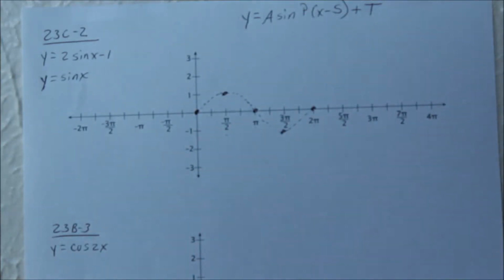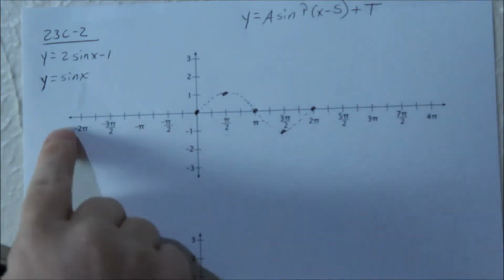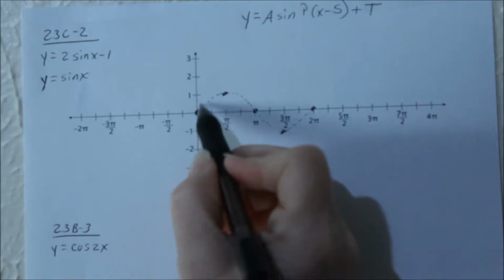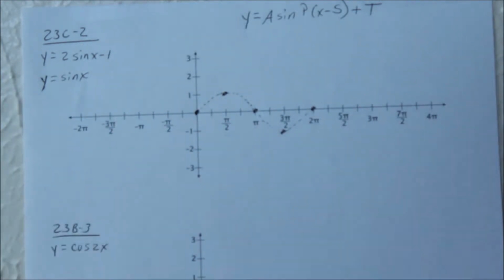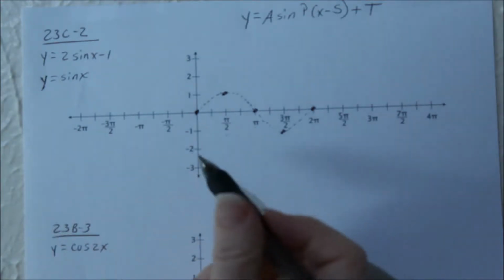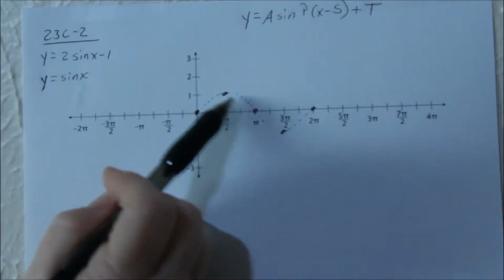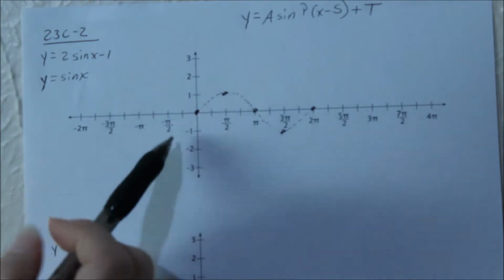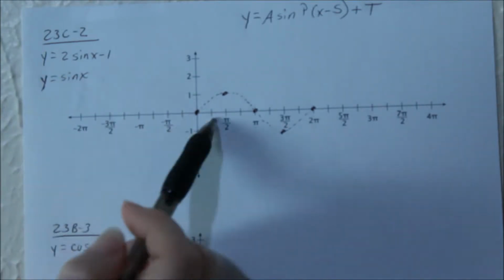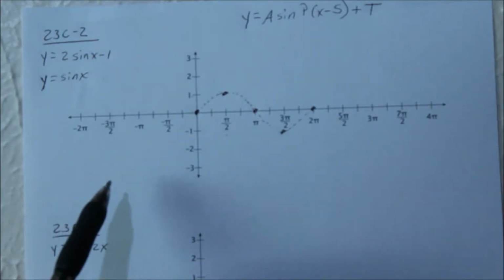Okay? Also, domain and range. Domain is your x values. My x values can be anything because I'm going to keep going this way and keep going this way, meaning I can have any x value. So your domain is all real numbers. Your range is your y values. Well, you will see your y values only go from 1 to negative 1. They can only be between 1 and negative 1. If you just do your basic y equals sine x, you will never have a y value higher than 1 or smaller than negative 1.